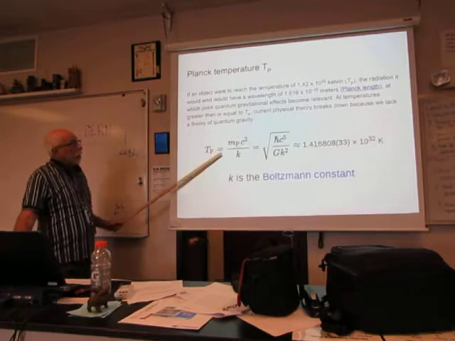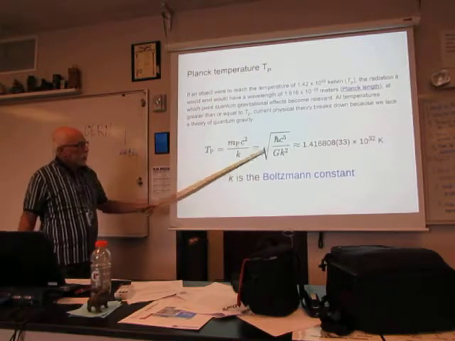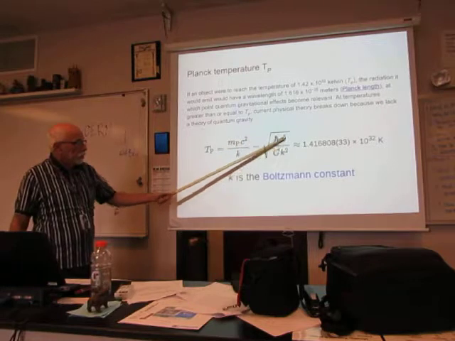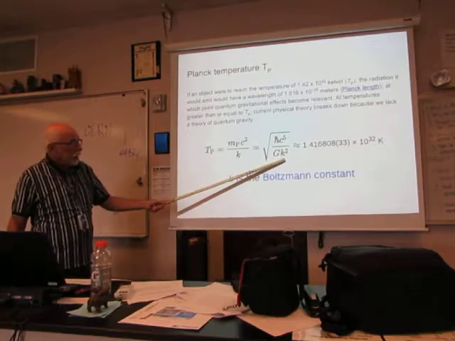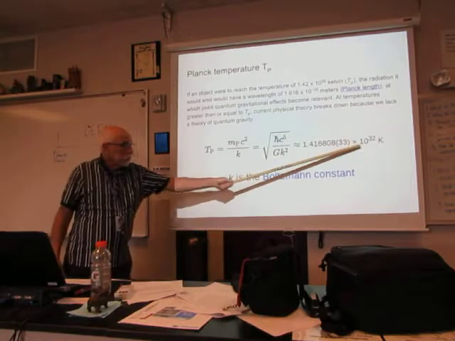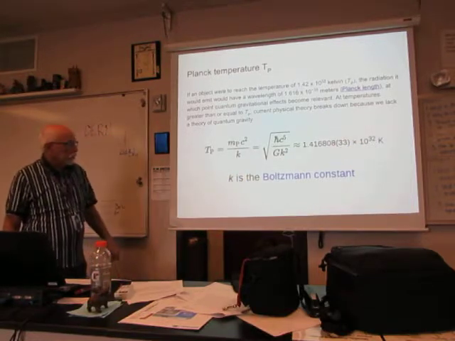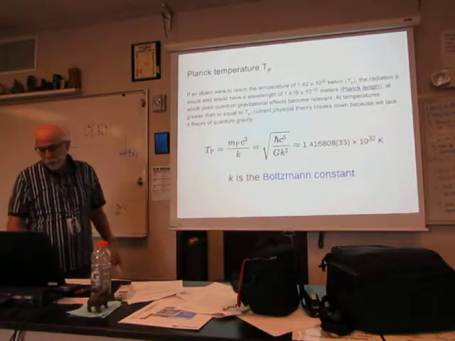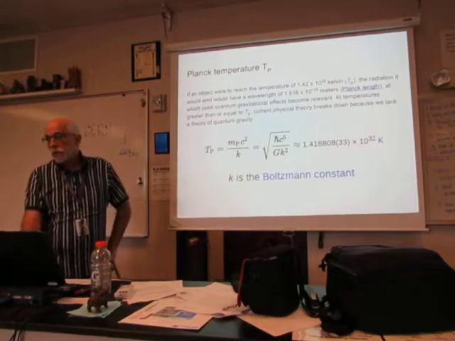So here's how you calculate the Planck temperature. Once again, it's simple. It's a square root with the three things we've been using, and Boltzmann's constant is in there. Put those together to get this result. This you can measure in a thermal physics lab.